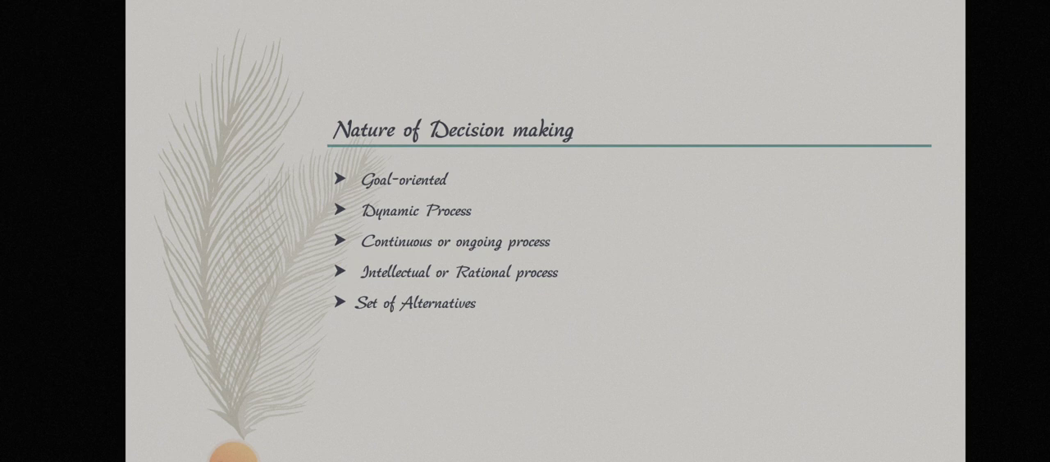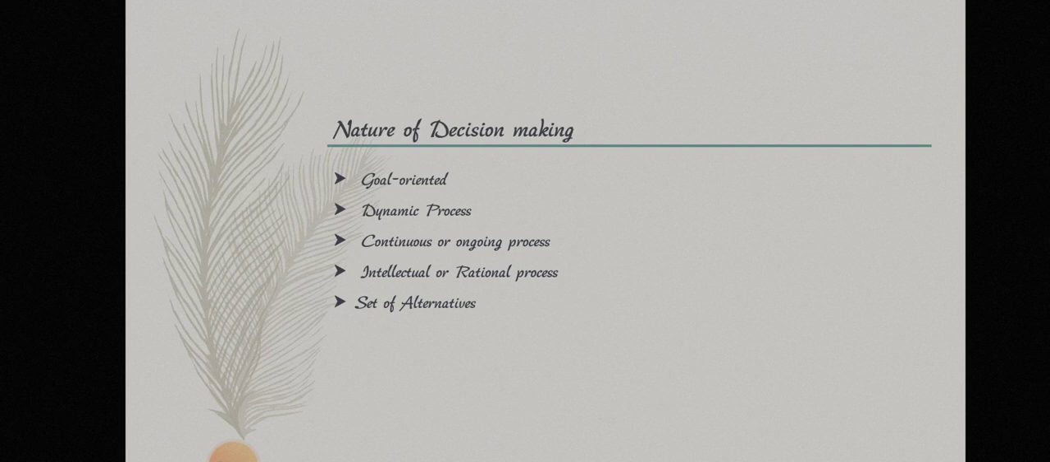The nature of decision making: goal oriented, dynamic process, continuous or ongoing process, intellectual or rational process, and set of alternatives. First one, goal oriented. Goal oriented means the decision maker must first decide what result they want to attain before deciding on a strategy that will in most cases lead to that result. And then dynamic process.